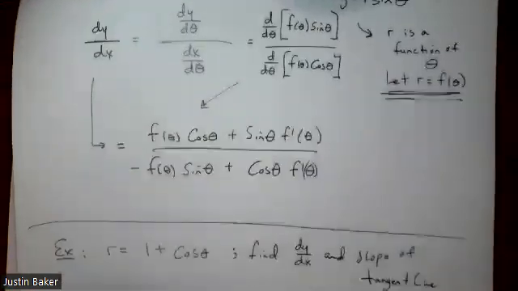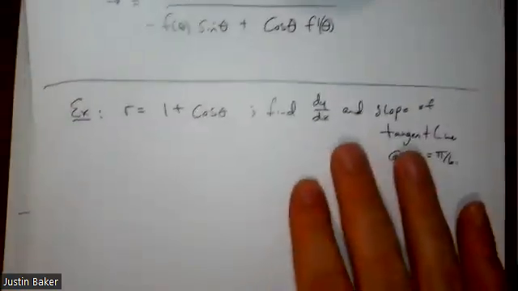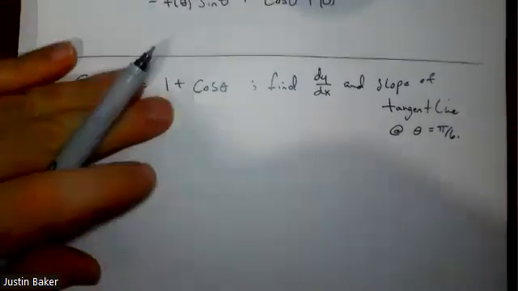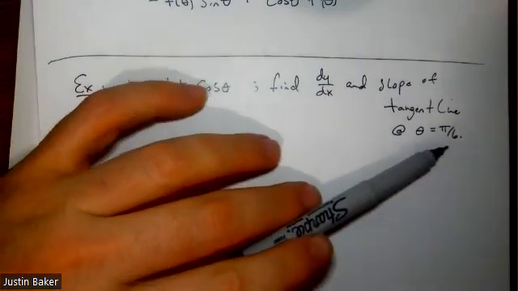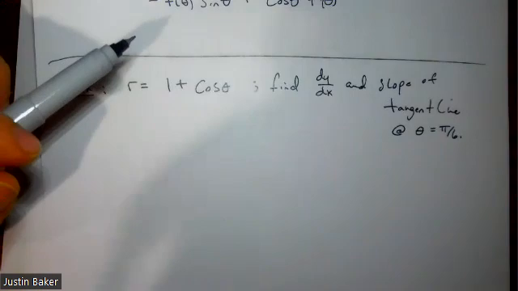Okay, so let's go look at one of these in action and we'll see what we can come up with. We'll talk through it together. So I'll let you copy this down. It says r is 1 plus cosine theta. We want to find dy/dx and the slope of the tangent line. So in other words, we're going to plug in pi over 6 to the derivative when we are done.